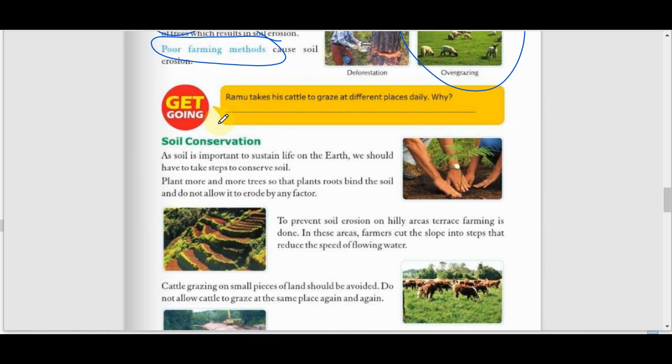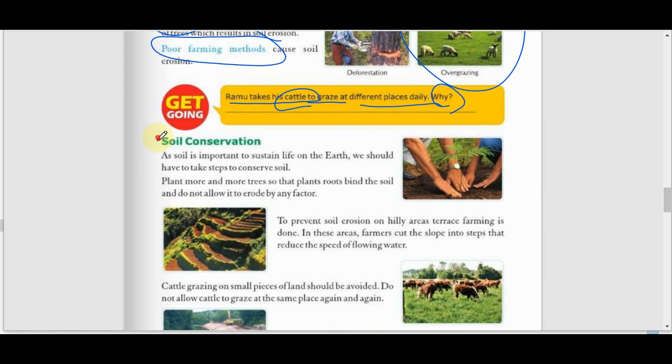And here is a question: Ramu takes his cattle to graze at different places. Why? Because if he grazes the cattle at the same place, it will cause soil erosion, because these cattle will eat all the grass, all the tiny plants from a particular region or place. And this place will be affected by soil erosion. तो यानी कि जो भी प्लेस है वहाँ के सारे प्लांट्स अगर एनिमल्स ईट कर जाएंगे तो वहाँ पर सोइल इरोजन जैसी कंडीशंस हो सकती हैं.